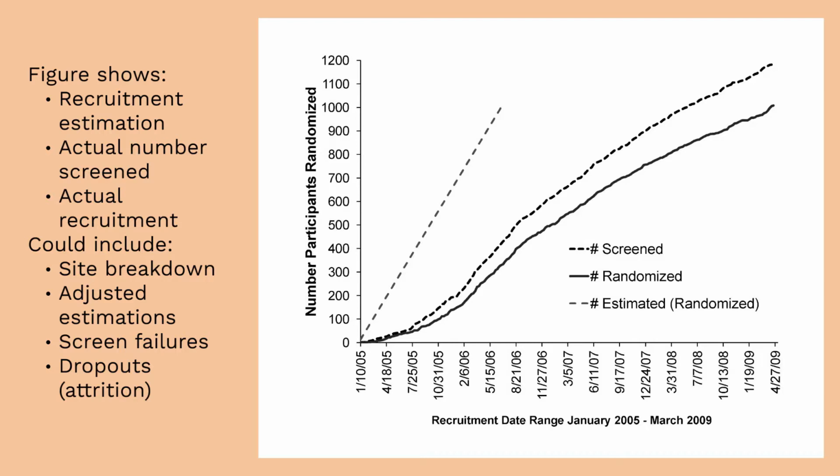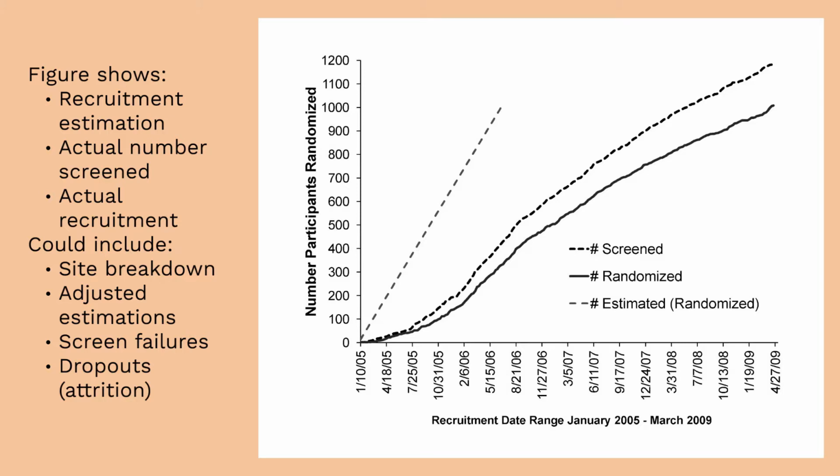So you can see the estimated recruitment goal was 1,000, and it was anticipated that it would take under a year or a year and a half, basically 18 months to recruit. However, you can see that it actually took from January of 2005 until April of 2009. So it took 4 years to fully recruit this study. You could include on here a site breakdown, though if there were 60 centers, you couldn't have 60 lines. That's better shown in sections, either in multiple tables or in multiple figures.